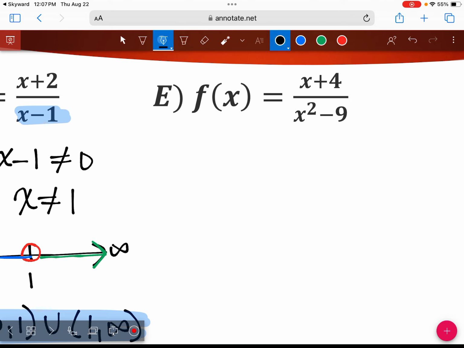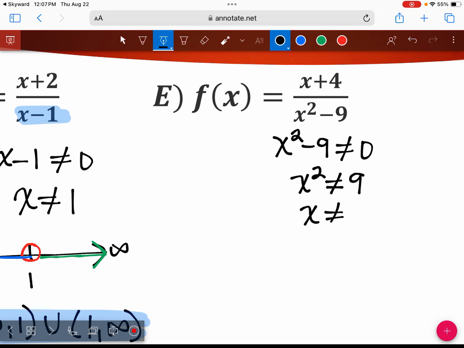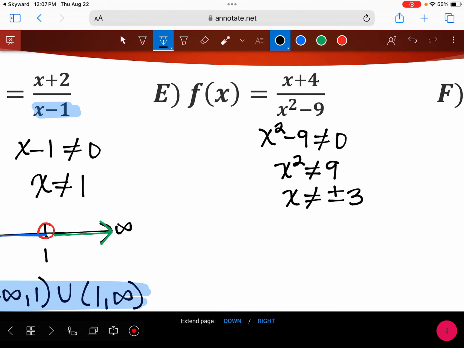All right, let's look at E. When we set that, remember, x squared minus 9 cannot equal 0, which means x squared cannot equal 9, which means x cannot equal what? Not just 3, but there's 2 numbers it can't equal. Negative 3 and 3. So there's 2 numbers we got to take out. So that's going to take our domain and chop it into 3 pieces. So let's make our little number line. So we got 2 open circles here and here.